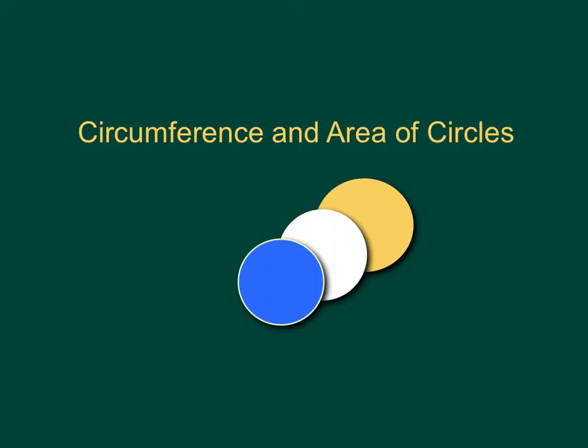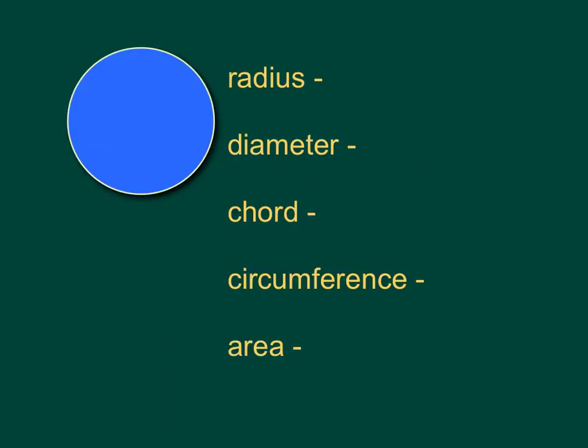We are going to do a quick review on finding the circumference and the area of circles. Here are a couple of definitions that we need to review. The radius is the segment that goes from the center of the circle to the edge of the circle. The diameter is a segment that goes from one side of the circle to the other, but it has to pass through the center.